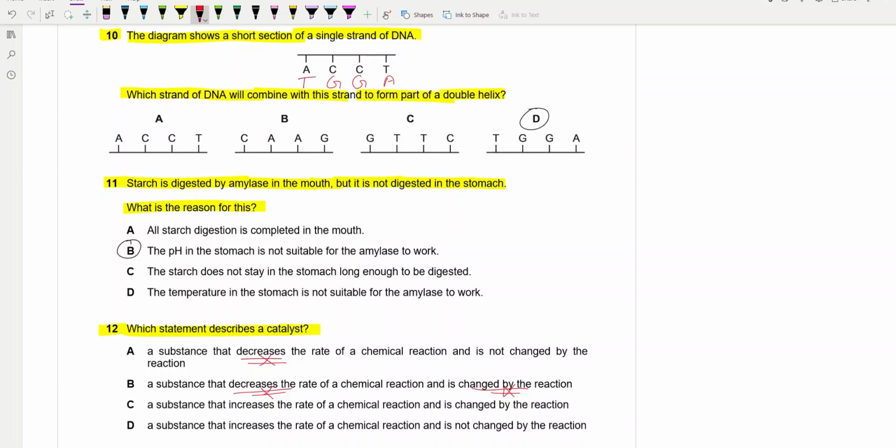Option C says a substance that increases the rate of a chemical reaction and is changed by the reaction, which is also wrong. Option D says a substance that increases the rate of a chemical reaction and is not changed by the reaction, which is correct. So the correct option would be option D.